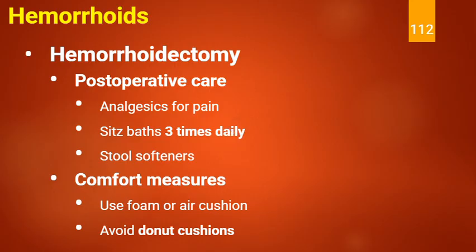After hemorrhoid surgery, pain management is a priority because the surgical area is extremely sensitive. Patients are often prescribed analgesics and stool softeners to reduce discomfort and make bowel movements easier. Sitz baths are commonly ordered 3 times daily to reduce swelling and improve comfort. Patients may sit on an air-filled or foam cushion, but donut-shaped cushions should be avoided because they increase pressure around the surgical area and may slow healing.